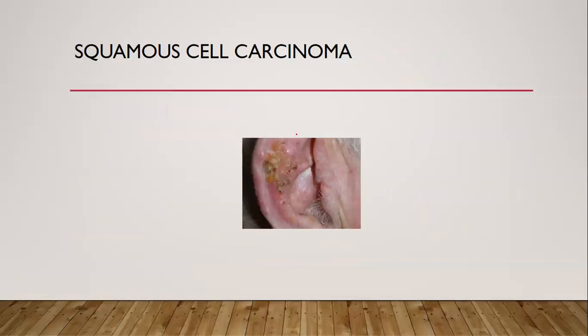Then squamous cell carcinoma can be seen on the helix. This is the helix that we see here. A skin growth in this part is called squamous cell carcinoma. It is mainly seen in association with exposure to sunlight.